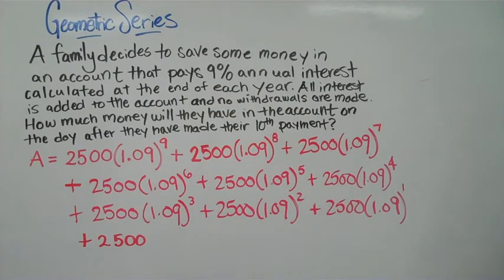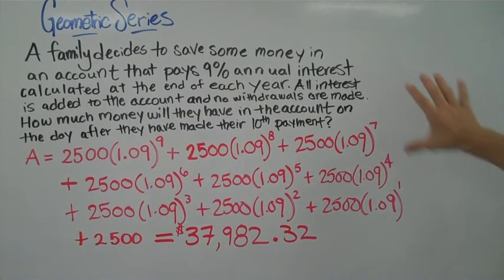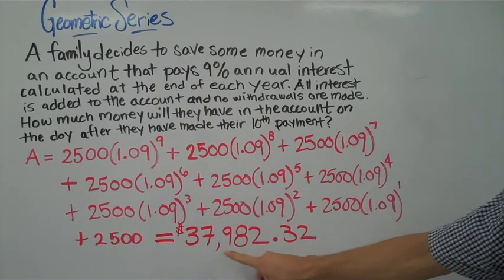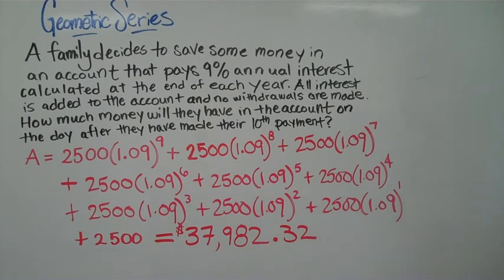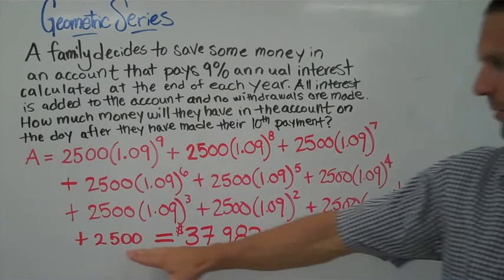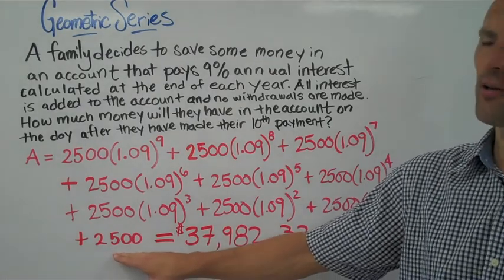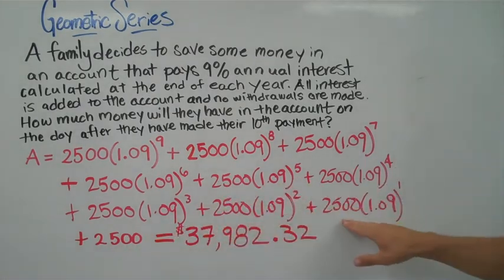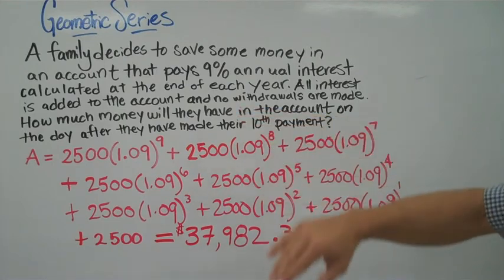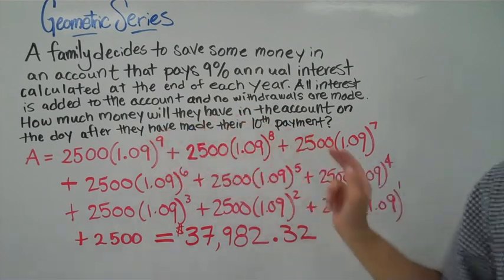Well, when you total all of this, it comes to 37,982.32. Again, the key is to start backwards. Yesterday they put 2,500 in. A year ago they put 2,500 times 1.09 to the 1, etc., and work all the way back until you have 9 jumps. Because we have 10 payments, we're going to have 9 jumps.